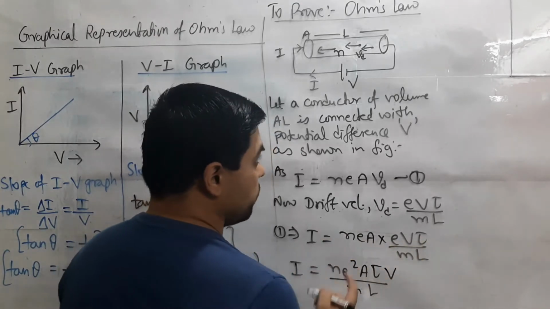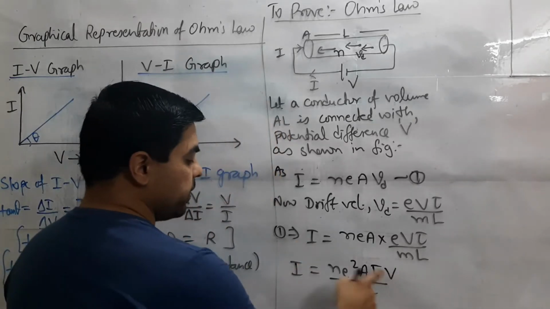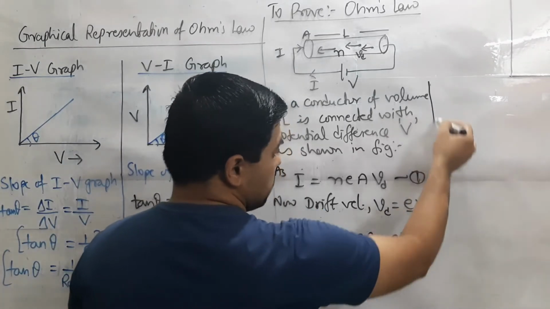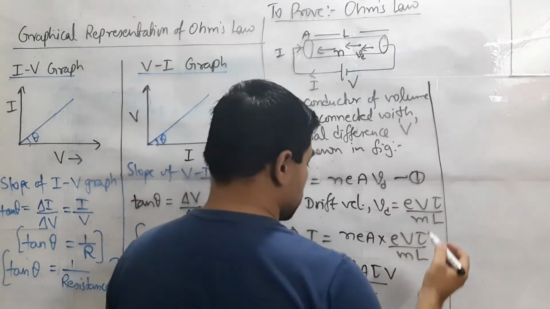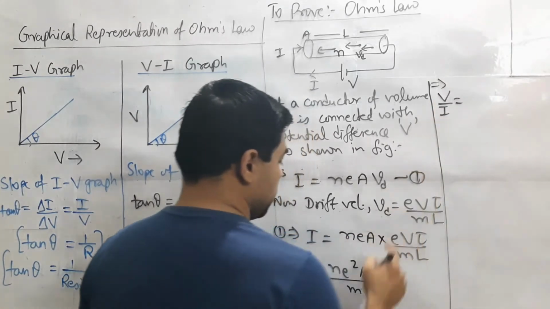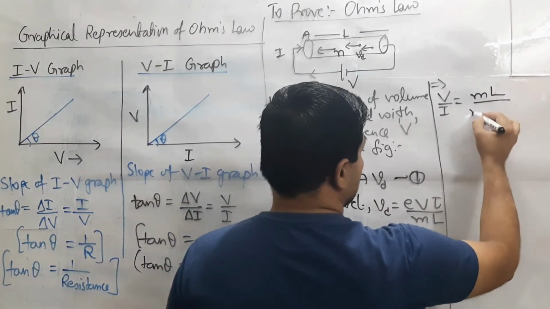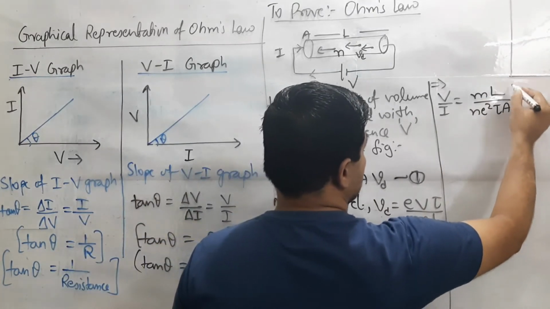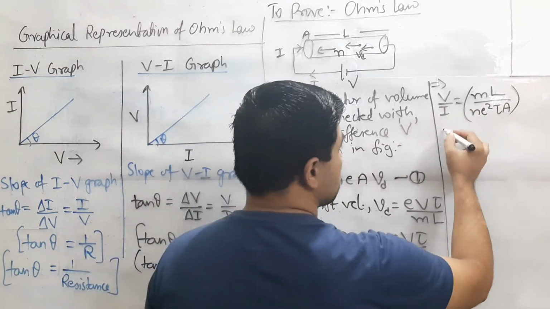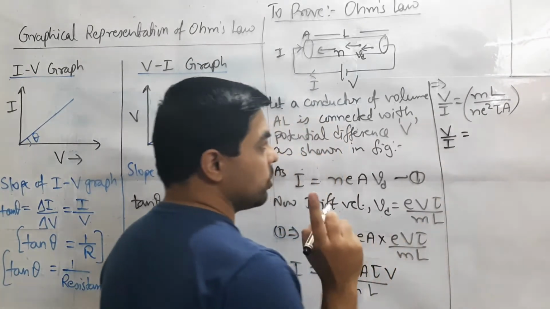This is I. Now we have to check how V upon I is a constant term. So we will collect V and I in a ratio, and the remaining factors will be on the other side. From this we can write V upon I equals, by cross multiplication, m L upon n e squared tau A. This is the expression, and we can say V upon I is a constant.